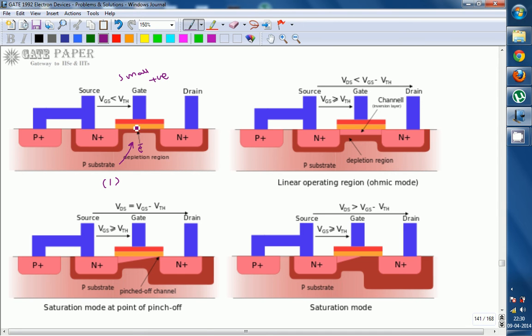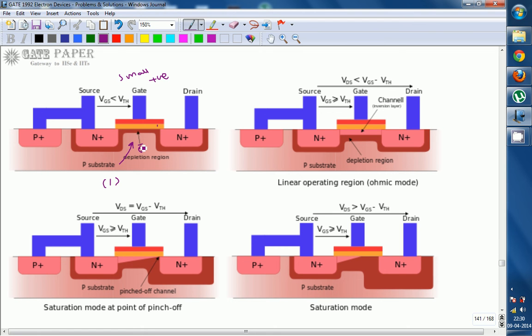This orange color is the SiO2 layer. Since the SiO2 layer acts as an insulator, no electron can go beyond it. So all the electrons attracted by this small positive voltage are accumulated near the SiO2 layer. Whenever the electrons come over there, holes are already present.